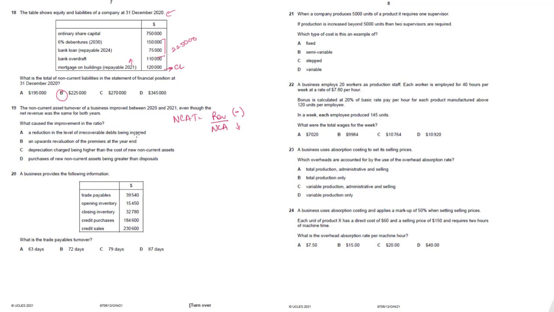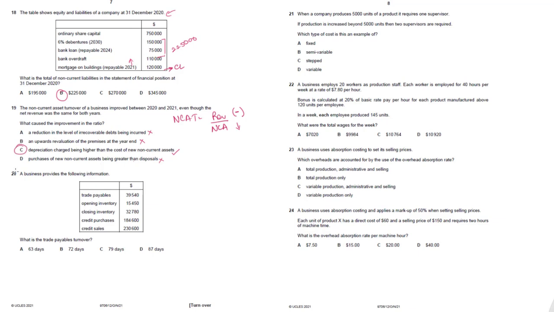A reduction in level of irrecoverable debts, no relevance here. It's not used anywhere in the calculation. Upward revaluation of premises. If this was the case, non-current assets would have gone up, and the ratio would not have improved, so not the correct option. Depreciation charged being higher than the cost of new non-current assets looks correct, because higher depreciation than cost will lead to lower net book value of non-current assets, and eventually the ratio will improve. Purchase of new non-current assets being greater than disposals, no. If this was the case, then the ratio would have been lower in 2021.